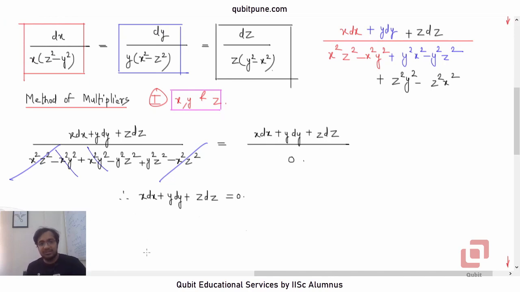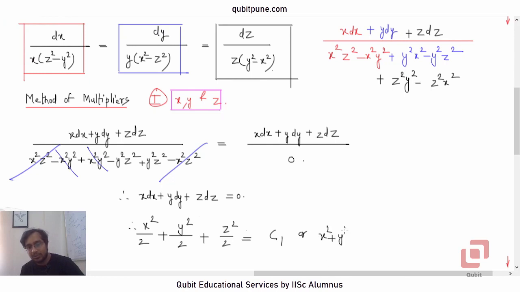Now you can solve this, so you can integrate this to get x squared by 2 plus y squared by 2 plus z squared by 2 equal to some constant, let's say c1, or x squared plus y squared plus z squared equal to c1 prime. That is our first solution, x squared plus y squared plus z squared equal to c1 prime. This actually represents a family of spheres in the three-dimensional space.